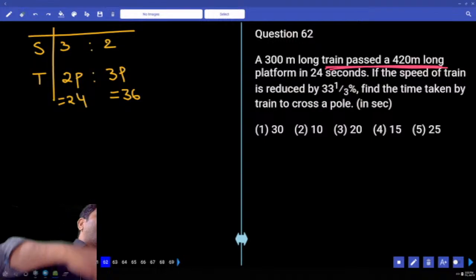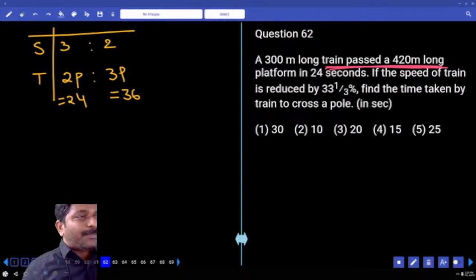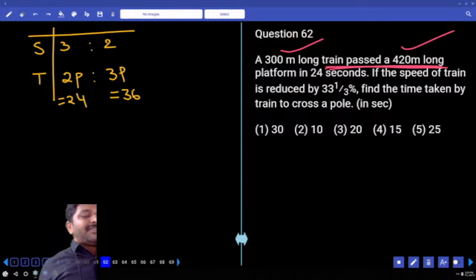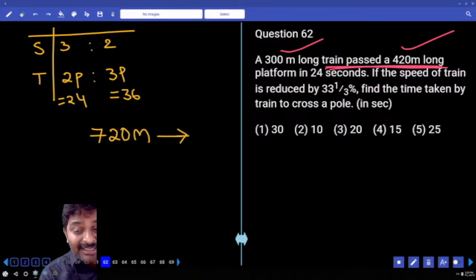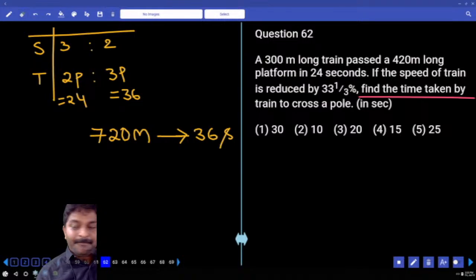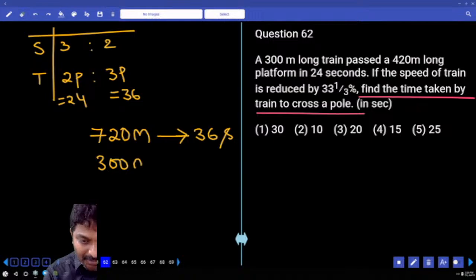Now if a train passes a platform, distance covered is train length plus platform length. Train length, platform length. How much is the total distance covered? So 720 meters distance can be covered in 36 seconds. Right? Now what is the question? Find the time taken by the train to cross a pole. If the train crosses a pole, distance covered is? How much is the train length? Come on. So to cover 300 meters, how much time will it take?